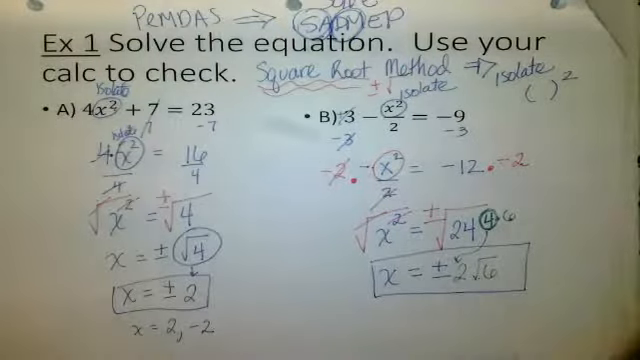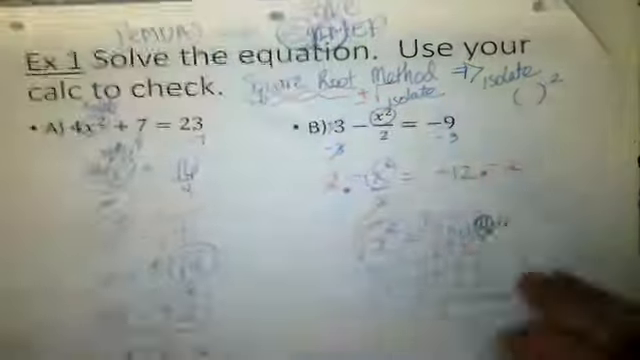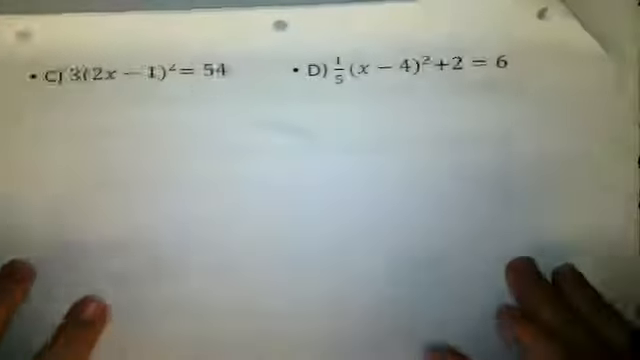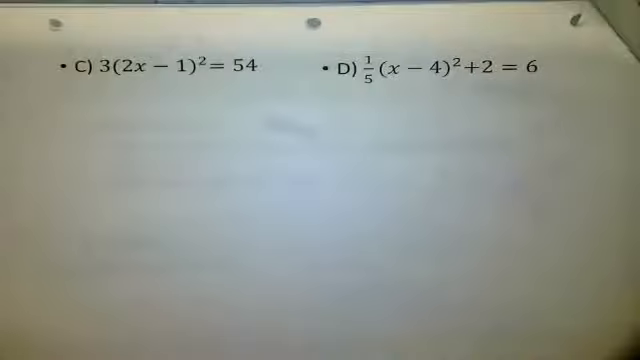Do you guys have any questions so far? All right. These ones get a little more complicated. Actually, a lot more complicated. We will spend a while on this method. 3 times the quantity 2x minus 1 squared equals 54. Those parentheses are really important.